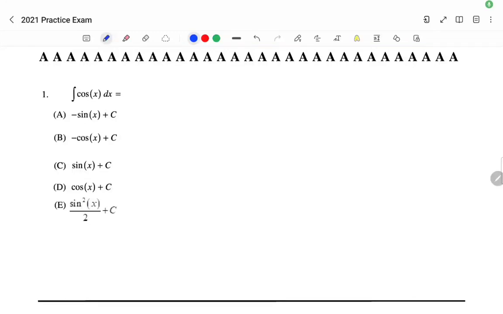All right, first question, we have the integral of cosine of x dx. You just have to memorize all of these. They should be on the chart I gave you guys. This one is just C.